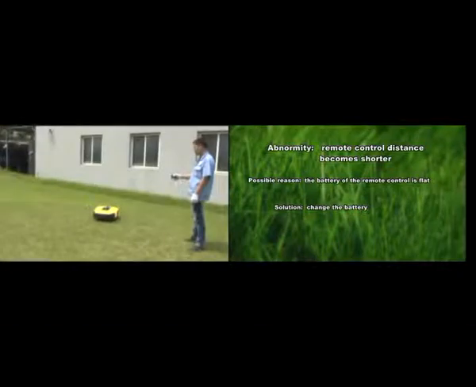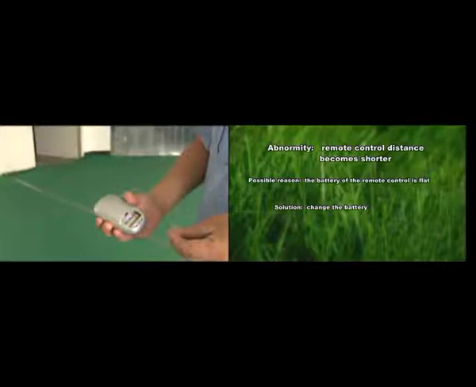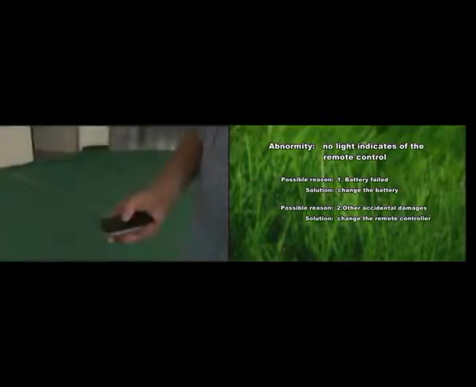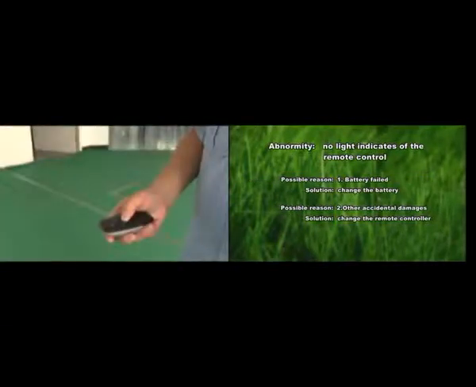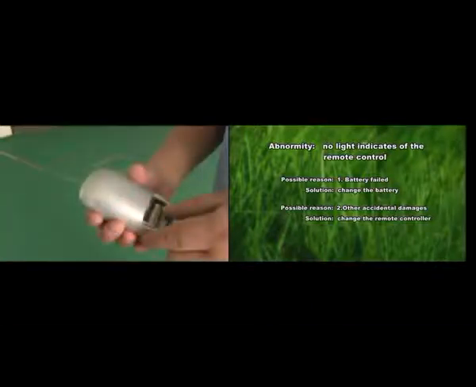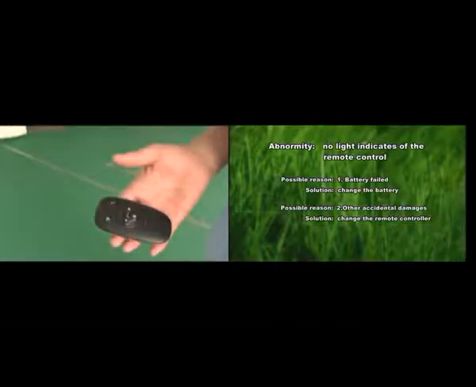Abnormality: remote control distance becomes shorter. Possible reason: the battery of the remote control is flat. Solution: change the battery. Abnormality: no light indicators on the remote control. Possible reasons: 1. Battery failure. Solution: change the battery. 2. Other accidental damages. Solution: change the remote control.